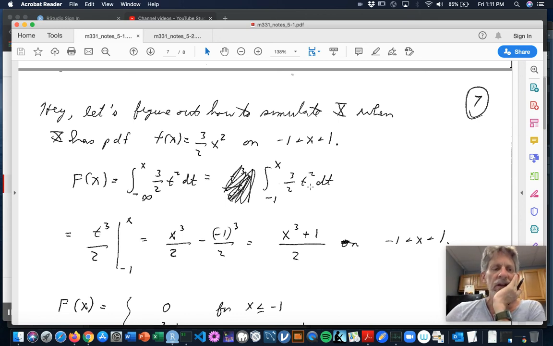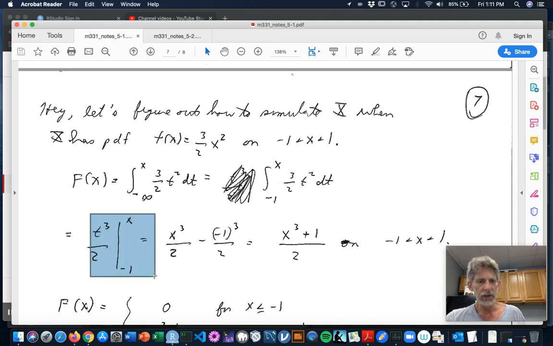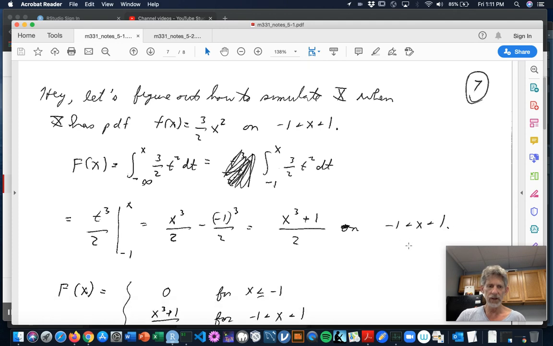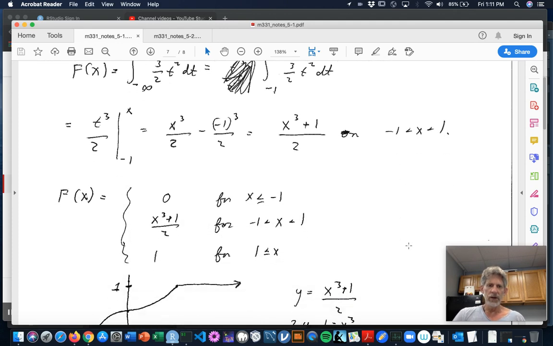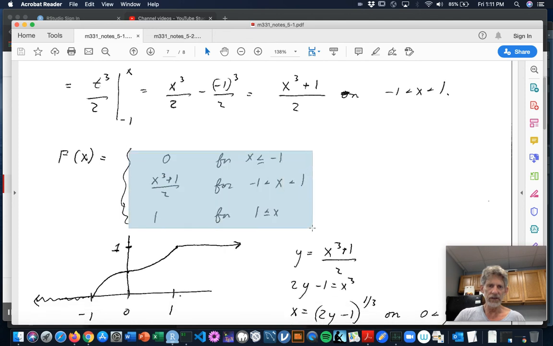Okay. I just use t as the variable here because I have to use a different dummy variable than my upper limit x. So I apply the fundamental theorem of calculus, and I crank a little bit, and I get this. And that's good for all of the x's in the support. So as a piecewise defined function, F of x would look like this.